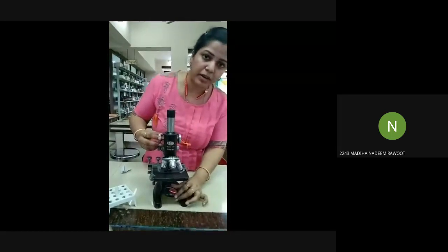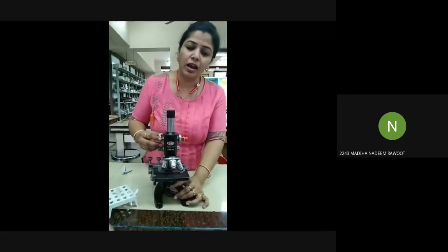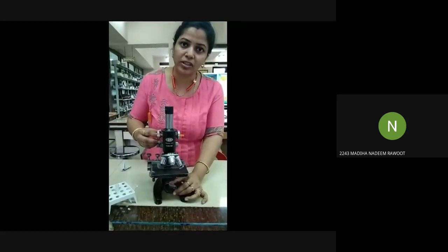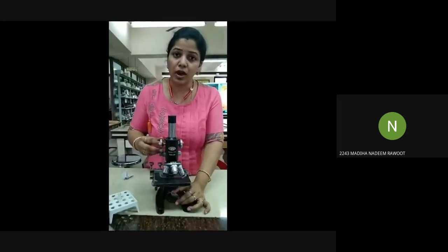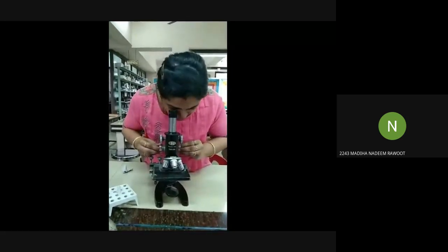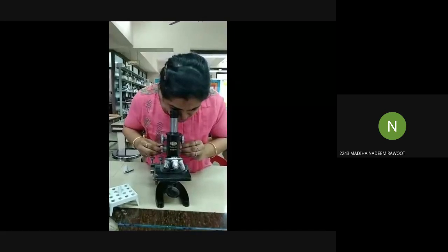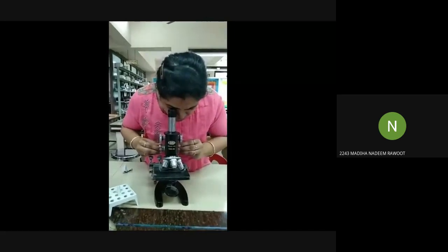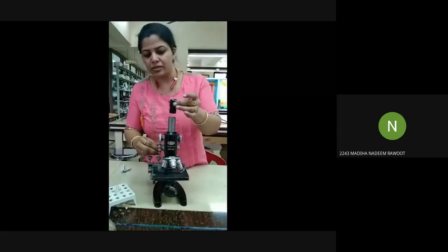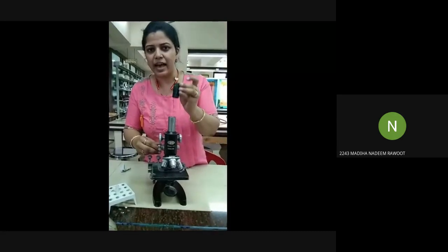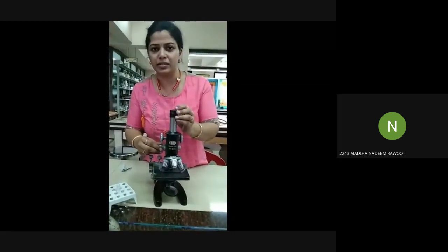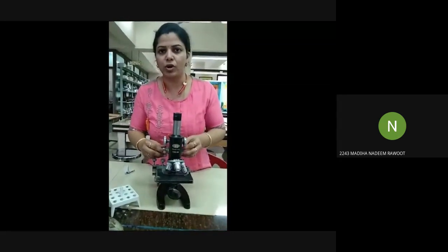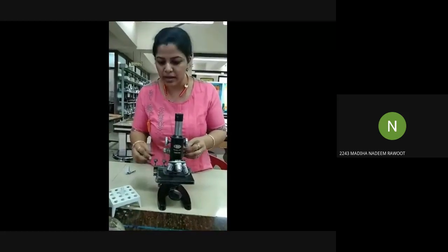This is the mirror which will allow the light to be focused on the objective lens. You can adjust it using this. Once you have done the coarse adjustment, you can adjust it using the fine adjustment to see it properly. This is the eyepiece, okay? This is a 10x eyepiece that you can see. The objective is 100x and the eyepiece is 10x. That is how you are magnifying the organism 1000 times and you can see it.